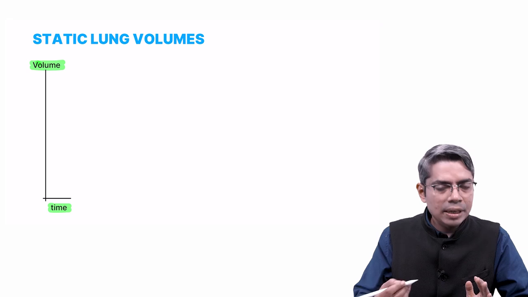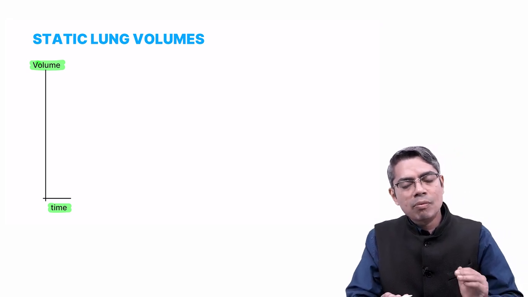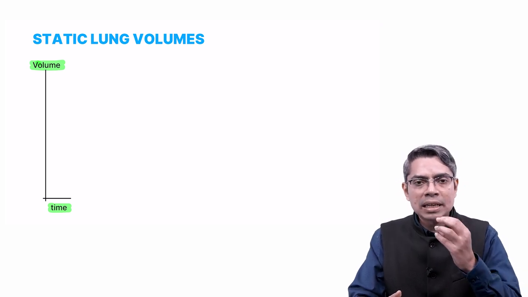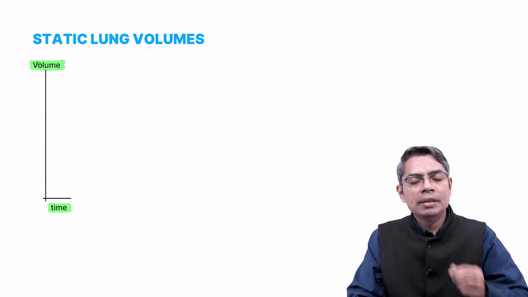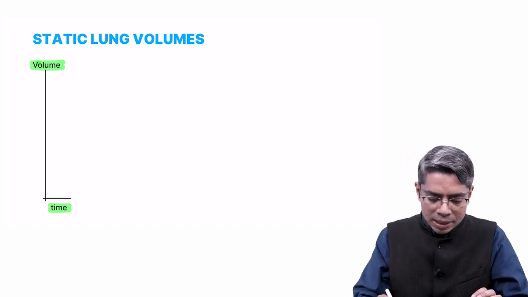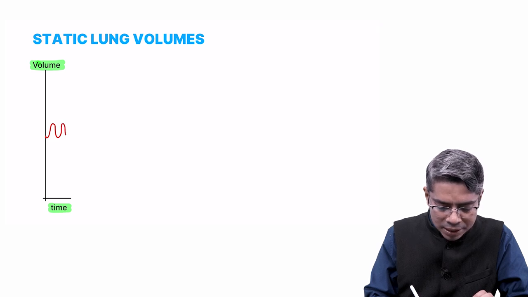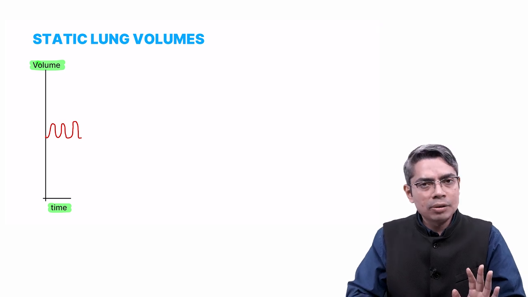So during recording of the static lung volumes, what instruction do you have to give to the subject? First of all, you have to connect the spirometer at the mouth of the subject, then you have to close the nose, and then you ask the subject to take normal inspiration and expiration. Inspiration means the curve will go in the upward direction, expiration means the curve will go in the downward direction. So inspiration, expiration, three or four breaths, it will go like this.